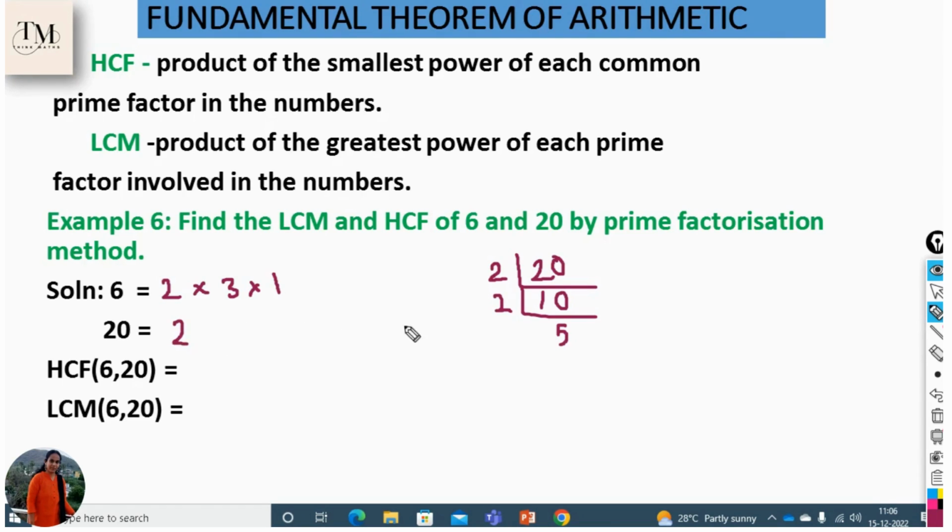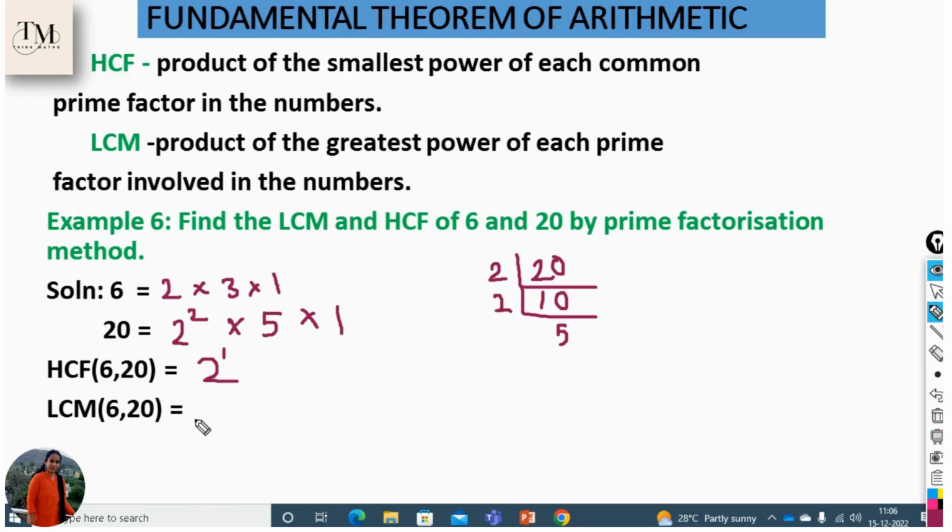So I can write, how many 2s are here? 2. So 2 to the power 2 into 5. Here, what is the common prime factor? The common prime factor is 2. HCF is the product of the smallest power of each common prime factor. So here the common prime factor is 2, and its smallest power is 1. There are two powers, 2 and 1. The smallest power is 1.